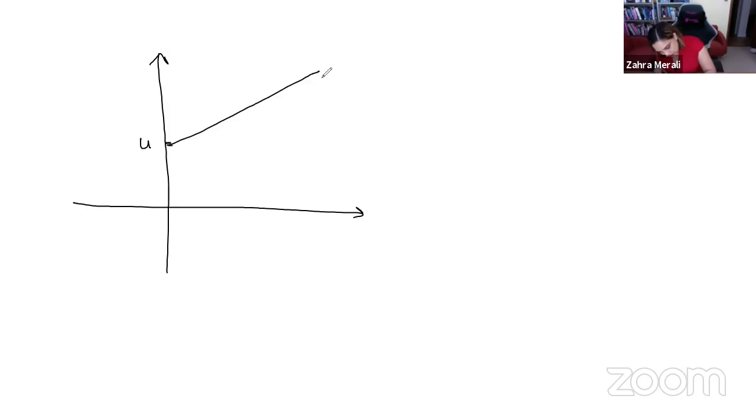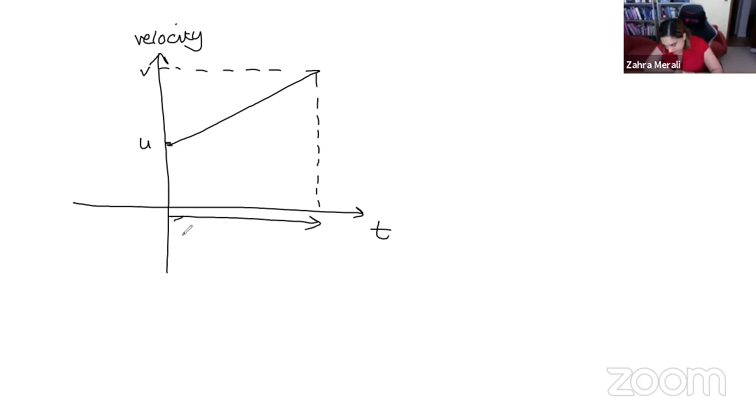So if I give you a graph, let's say our initial velocity is here. I'm going to call that u. And then I go up to here, and that's going to be v. So this is my t, my time versus velocity graph. Right, so we want the area under this graph. This bit's going to be t.